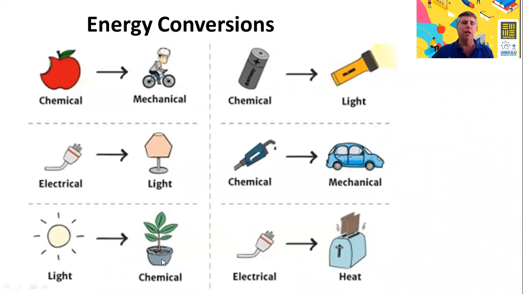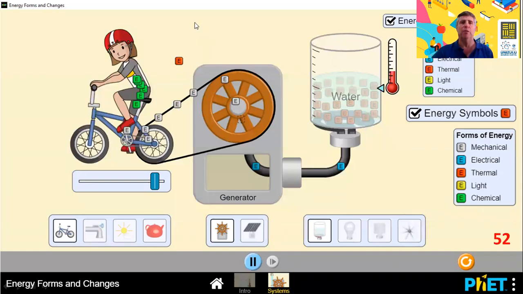When the sun shines on plants and causes photosynthesis, we see light and heat energy converted into chemical energy and growth. And finally, a toaster converts electrical energy into heat energy. Let's investigate these energy conversions a little bit more with this fantastic simulation from PHET called Energy Forms and Changes. Again, teachers, this is in your teacher pack. So as well as watching the video, please investigate this by yourselves because you'll learn much more that way.